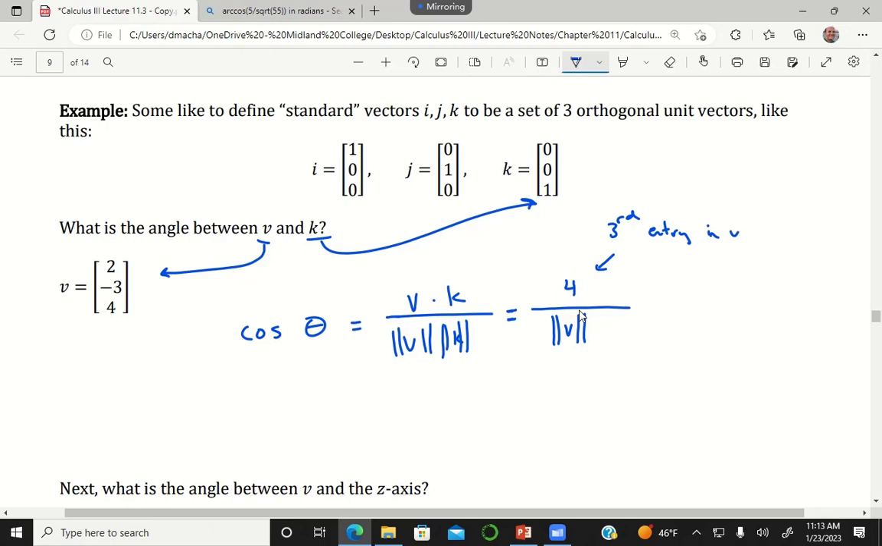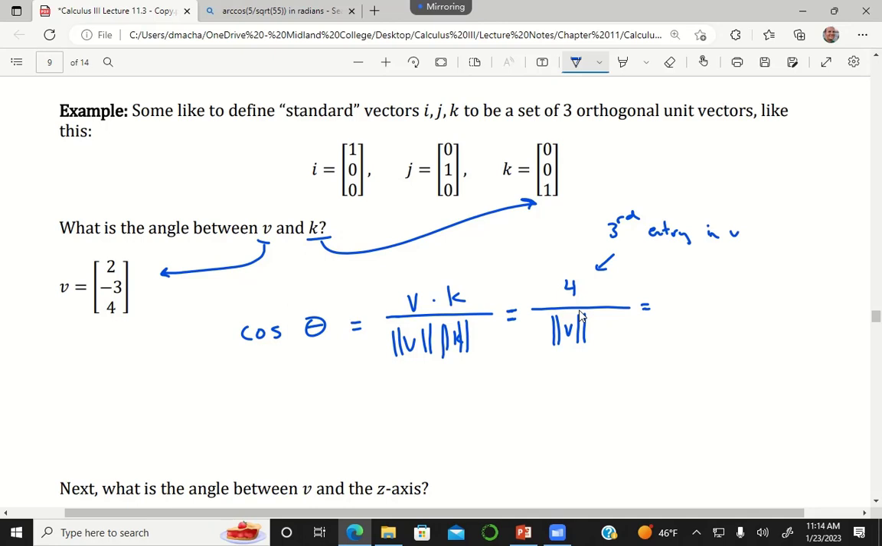So it's actually a pretty simple question when you're asked what is the angle between any vector and one of these standard unit vectors, i, j, or k. The numerator is always just going to be either the first or the second or the third entry, and then the denominator is just going to be the norm of your v vector, because the norm of a standard unit vector is always just 1. So these are the same types of questions, but they're just a little bit simpler.